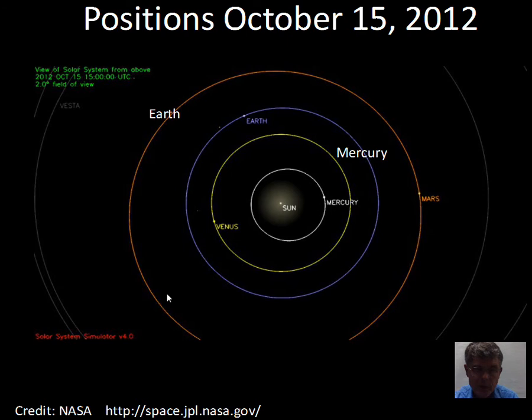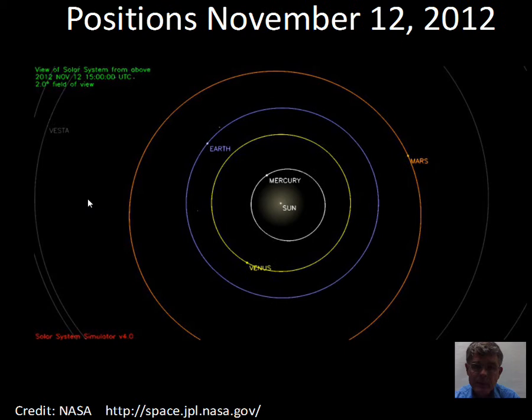So, October 15th, 2012, with the Earth right here, and Mars over here. Mars is to the left of the Sun, that puts it in the evening sky. So, in 2012, Mars is in the evening sky in October. And you can see it continues to be in the evening sky through November.